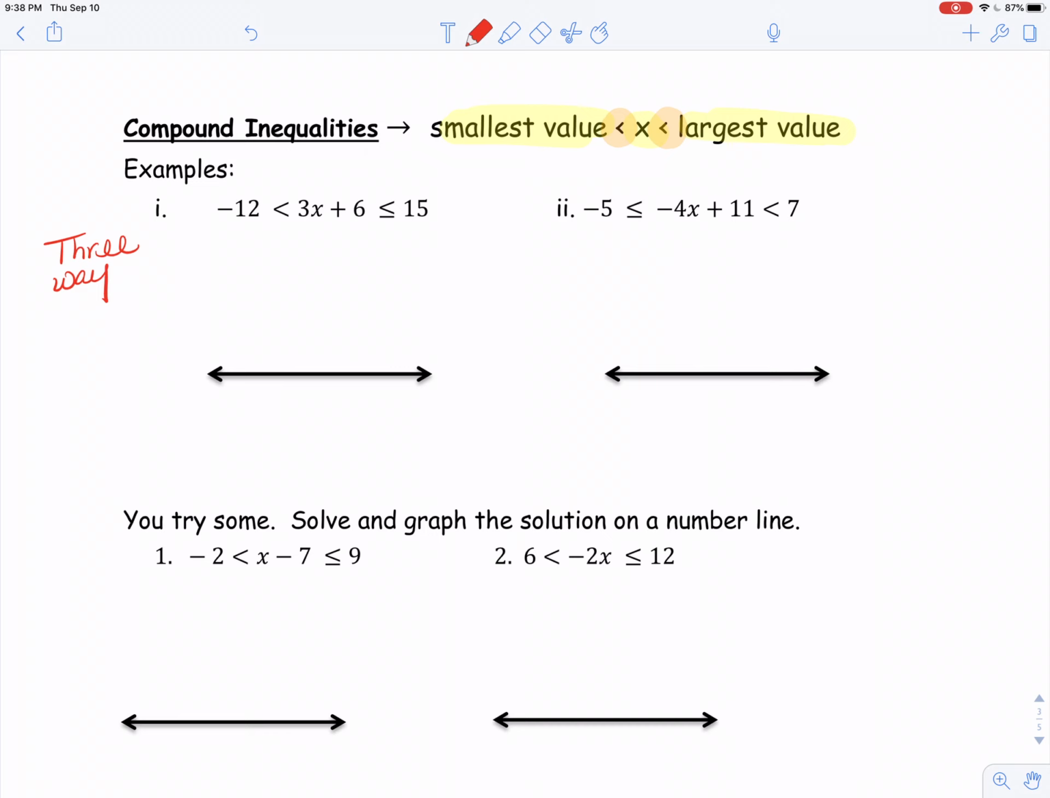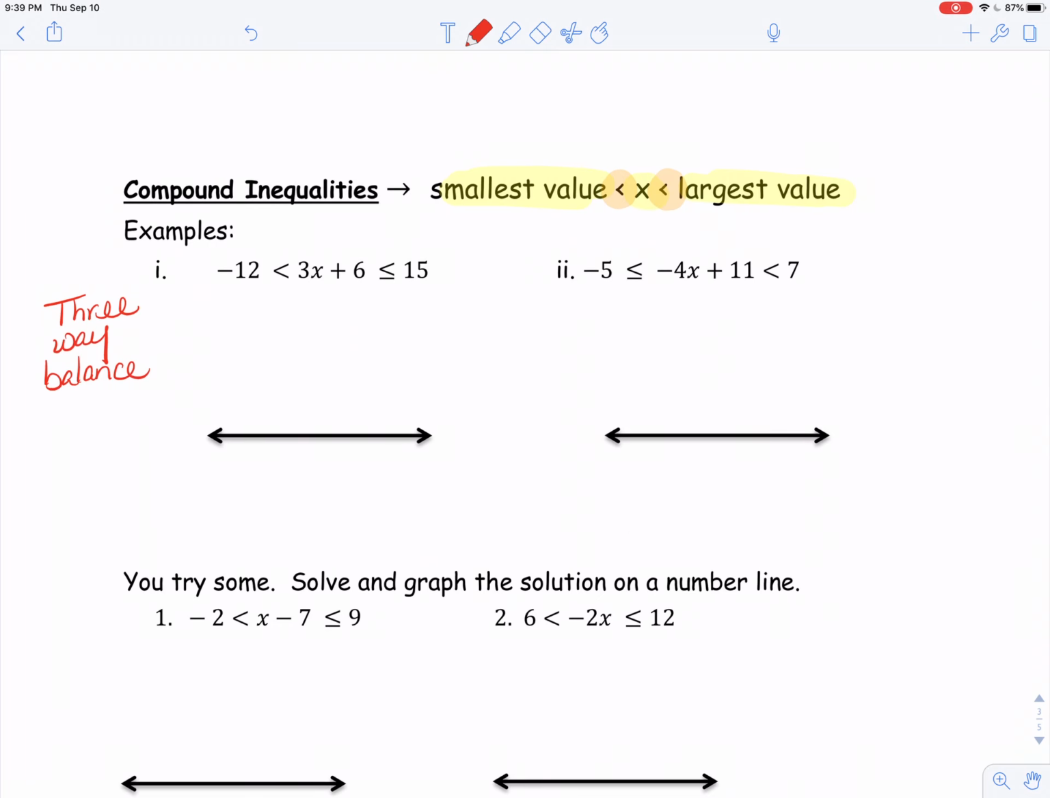So we're going to treat this as a three-way balance. Instead of keeping a scale balance like we're doing in solving normal inequalities, what you do on one side you do on the other, now we've got to do a three-way balance. Okay, so let's take a look. Draw out my sides. So now I have three sides. Goal, get x isolated in the middle.